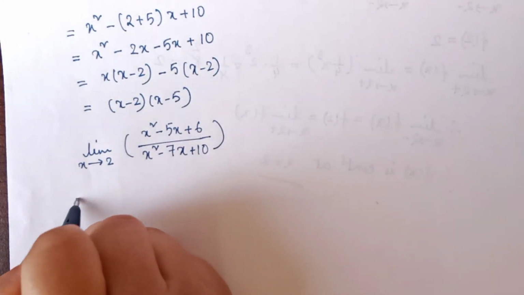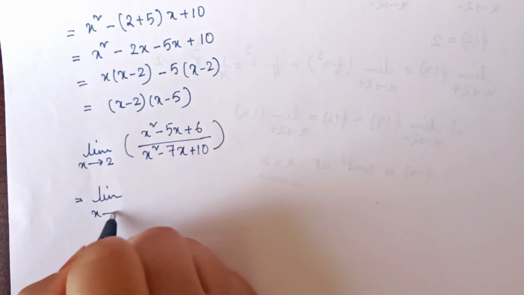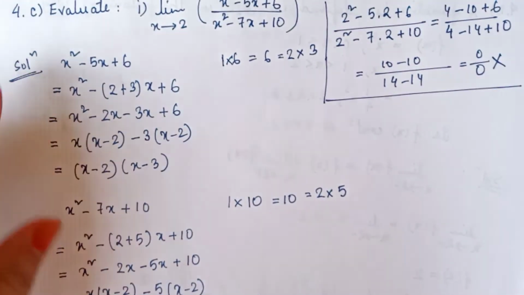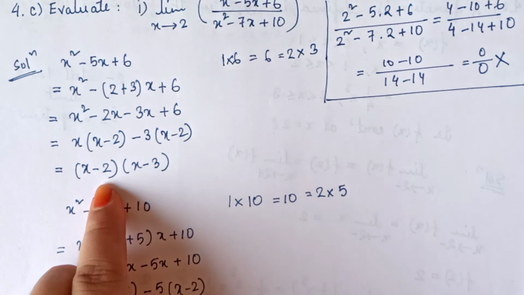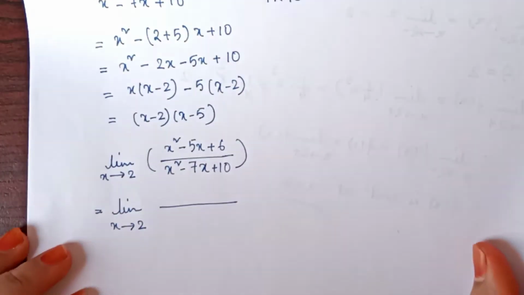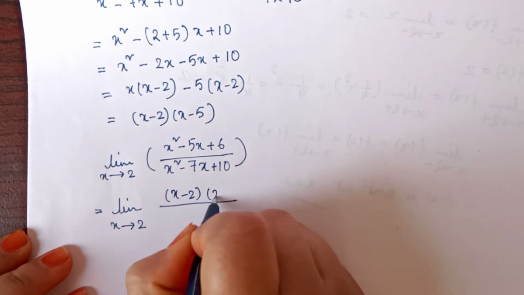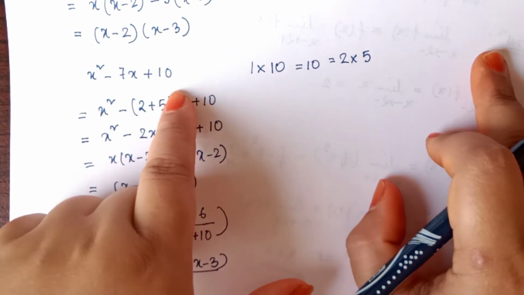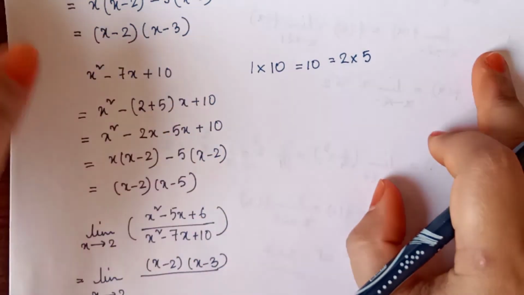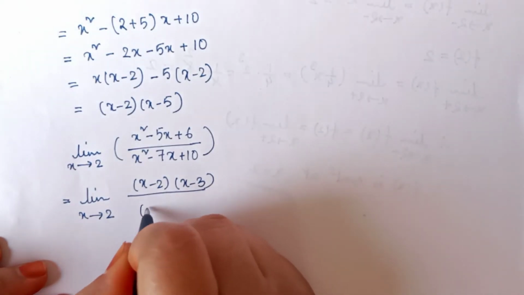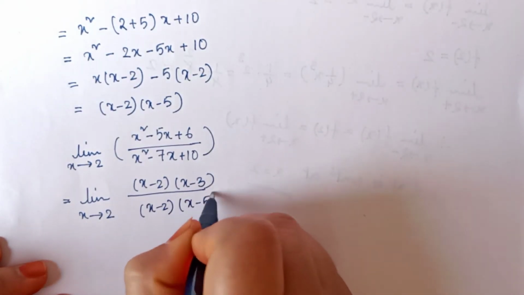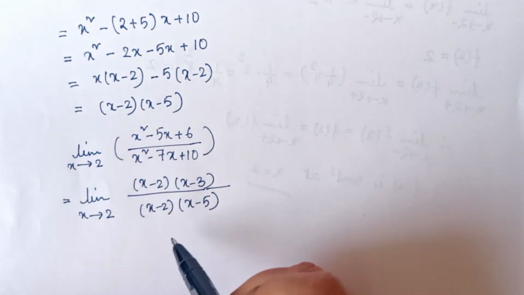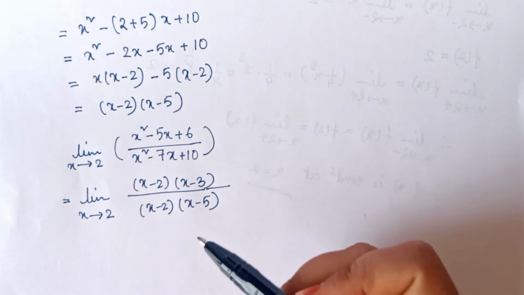Now, limit x tends to 2, (x² − 5x + 6) divided by (x² − 7x + 10). The numerator factors as (x − 2)(x − 3), and the denominator as (x − 2)(x − 5). Now you can see that x − 2 is a common factor to both the numerator and denominator.